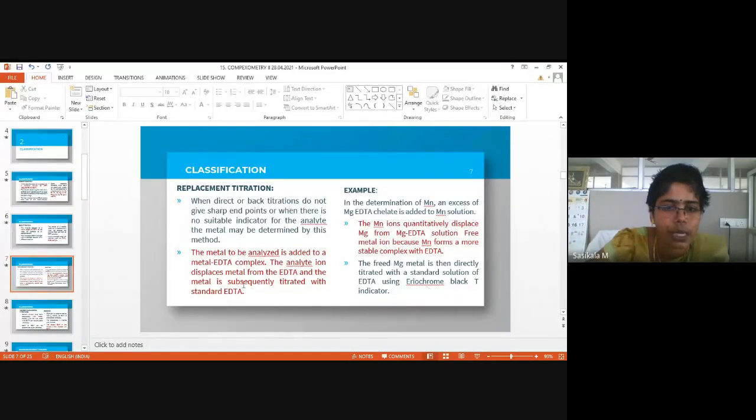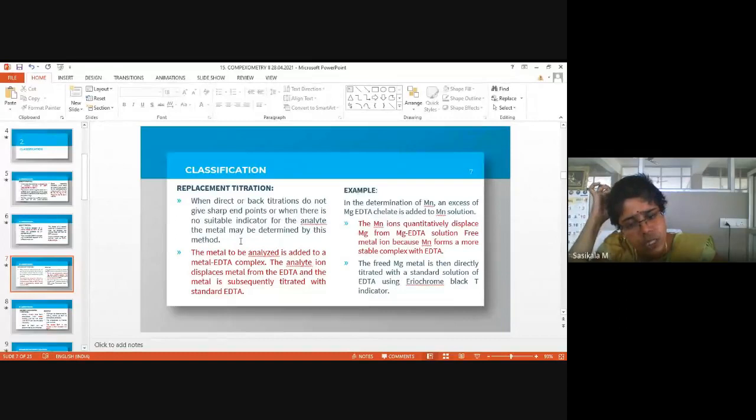Now let's move on to replacement titration. What is replacement? The metal ion will be replaced here for titration. The analyte that we are going to determine will be replaced with some other metal ion for forming a better complex with the EDTA. In order to get an accurate endpoint, we will be moving to replacement titration. So when direct or back titrations do not give sharp endpoints, and when there is no suitable indicator for the analyte, the metal may be determined by this method.